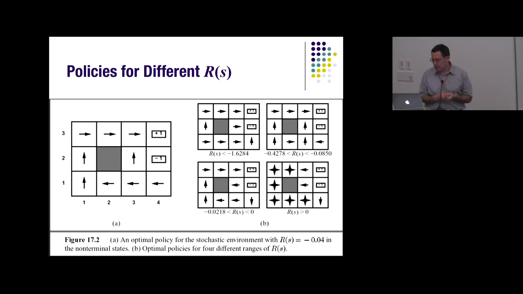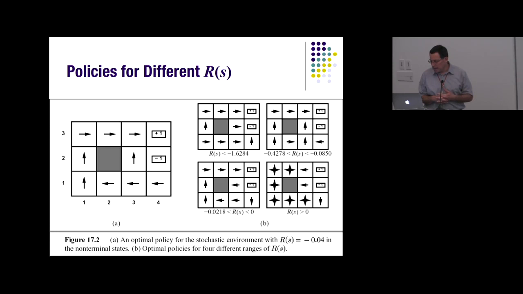If the reward is positive, that's the bottom right, you see that you're trying to avoid, with probability one, getting to those terminal states, because you're collecting reward indefinitely, and you don't want to stop that. And you can see that that is what's happening.